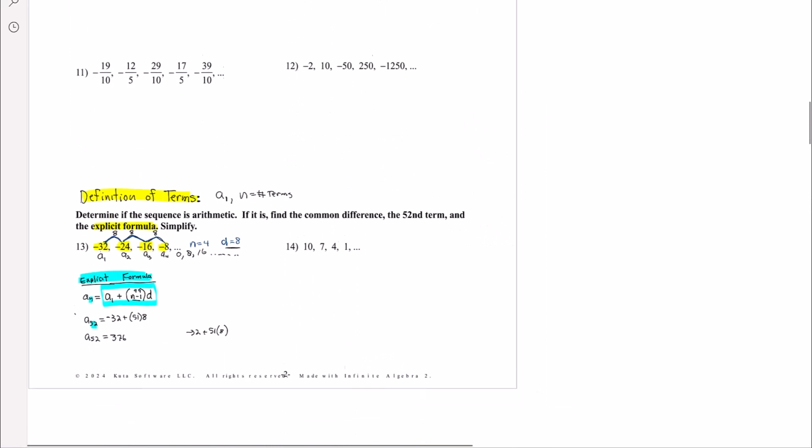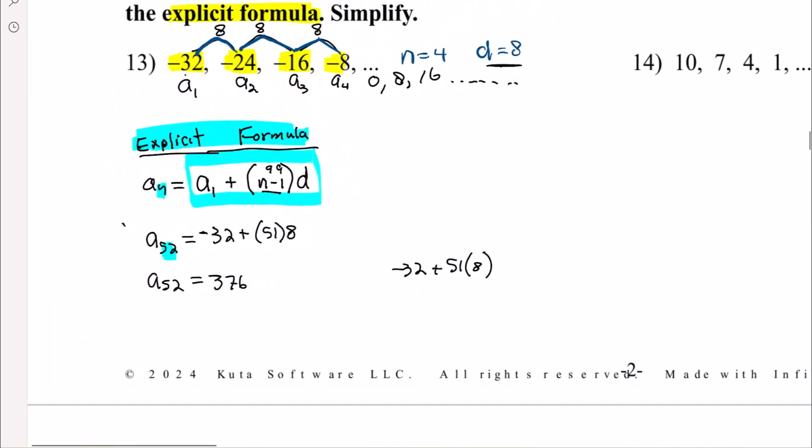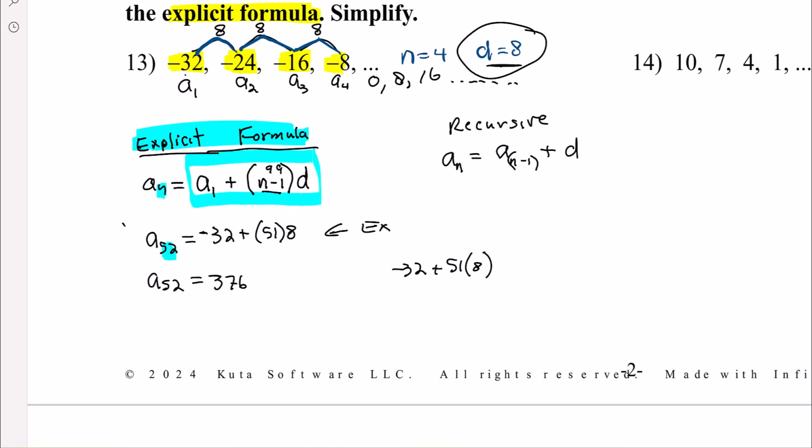All right. So in arithmetic, let me come up here to one of the arithmetic ones that we did in the previous video. Okay, so notice we have our d, we have this in the explicit formula. So for arithmetic, the recursive formula says a sub n is equal to the previous term plus the common difference. So in this case, we had a sub 52, so the 52nd term is 376, so the 53rd term would be the previous term, which is 376, plus the common difference. So 384.